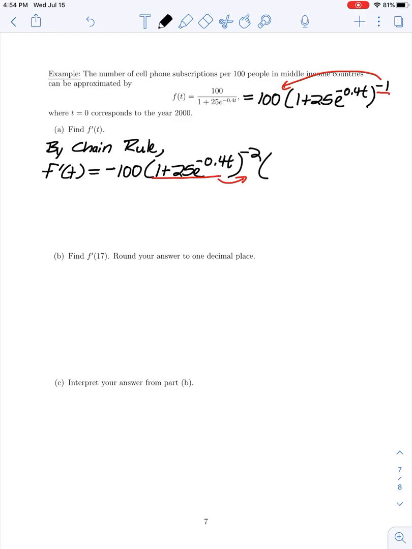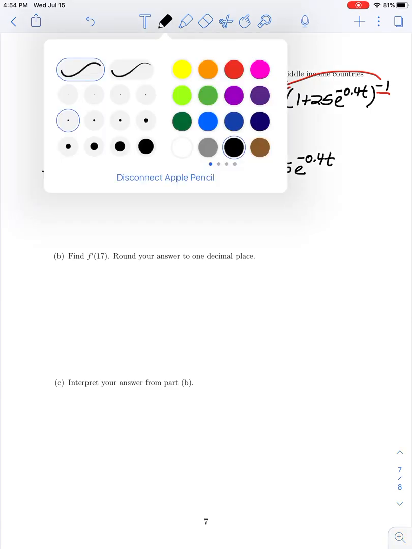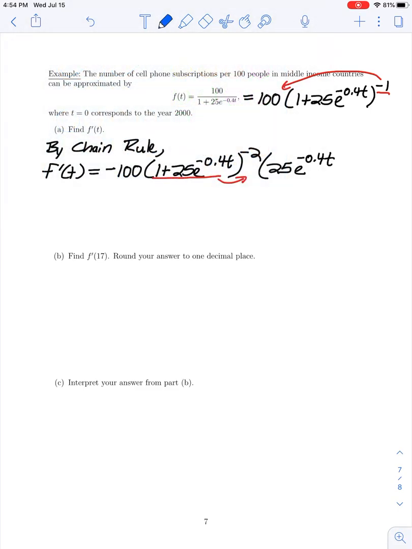So on the end, we're multiplying by the derivative of 1, which is 0, and the derivative of 25e to the negative 0.4t, which would be 25e to the negative 0.4t. And then using the chain rule again, since this exponential is a composite function, we have to multiply by the derivative of that innermost function. So the derivative of negative 0.4t is negative 0.4.